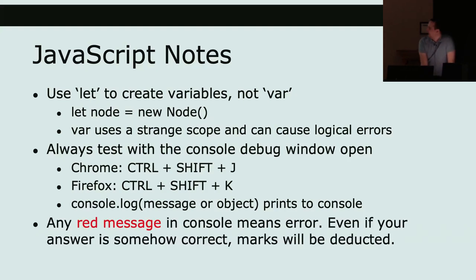Okay. Any red message in the console means that there is an error. You will have errors at some point. If you get through this whole assignment without having an error, I applaud you. I couldn't do it. Even if your answer is somehow correct, you are wrong if there are red messages. Okay? One thing that happens, for example, is you tried to run a search and the grid lines disappeared from the UI, or the mouse stopped working, that is because you have an error and you don't have the console open. Okay? If the UI breaks, you will see an error.